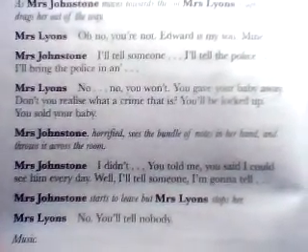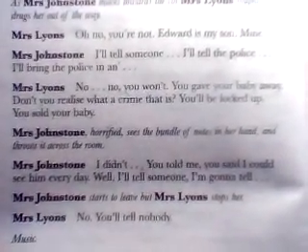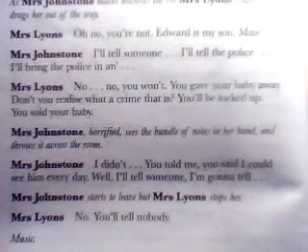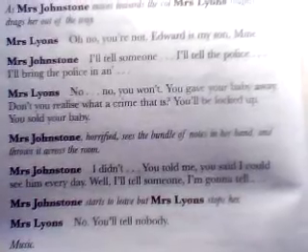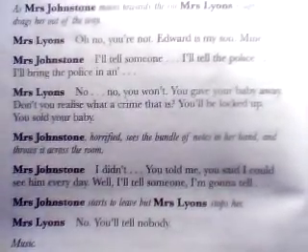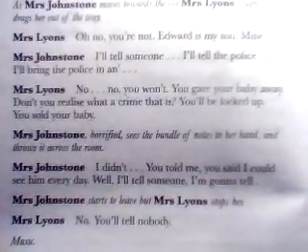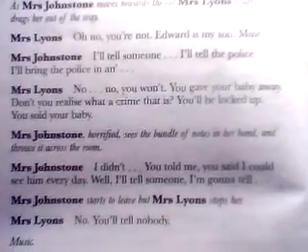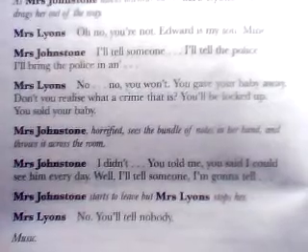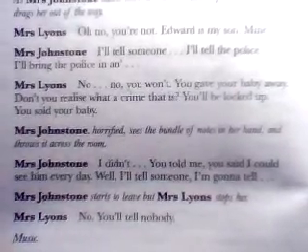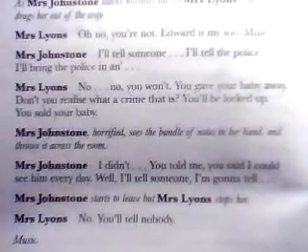Mrs. Johnstone, horrified, sees the bundle of notes in her hand and throws it across the room. Now it's significant because by forcing it into her hand, sort of psychologically or subconsciously, Mrs. Lyons is trying to imply that Mrs. Johnstone has already agreed. Mrs. Johnstone says, I didn't. You told me. You said I could see him every day. Well, I'll tell someone. I'm going to tell.